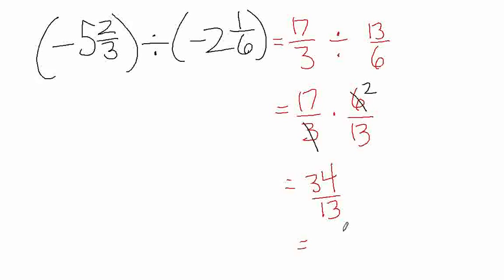Let's see. How many 13s are in 34? 2. That brings us up to 26, and then we have a remainder of 8. So 2 8/13 is the answer, which I hope you got.